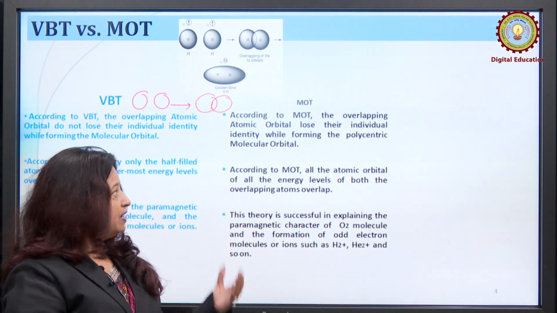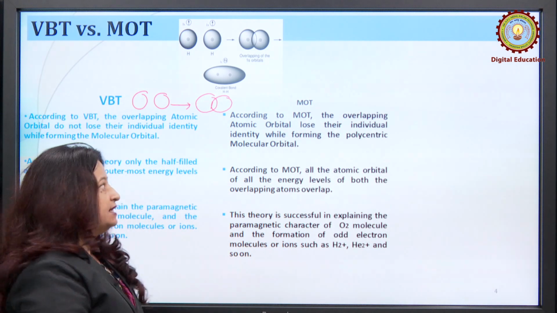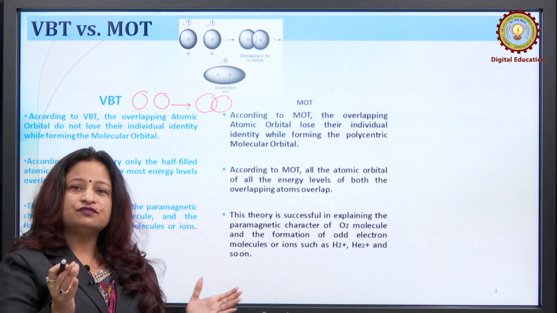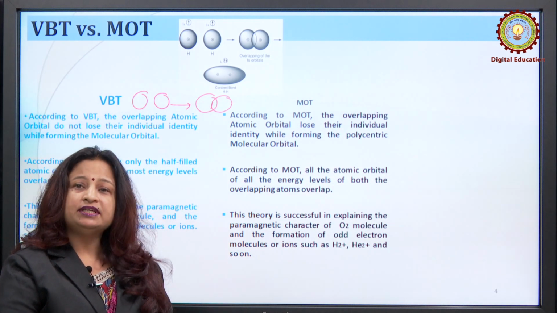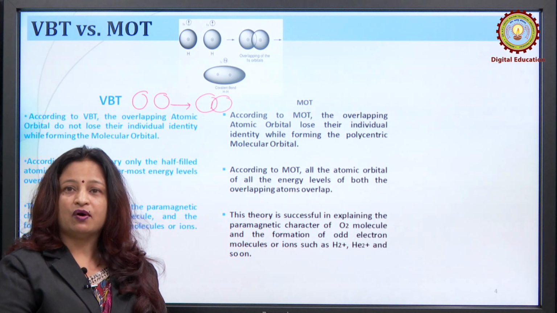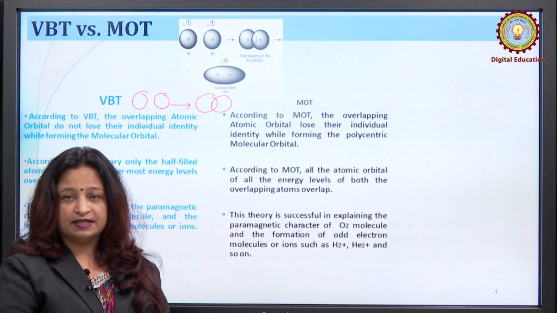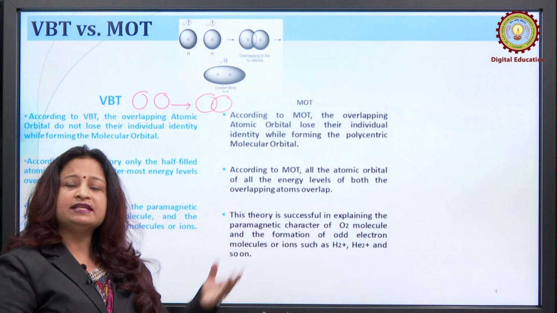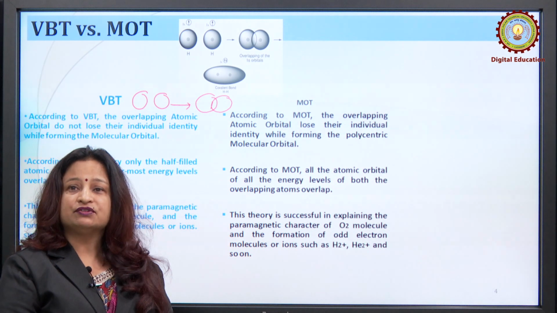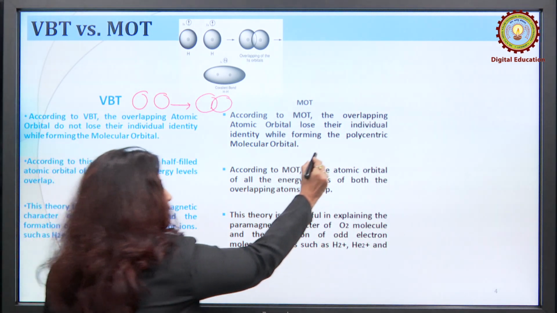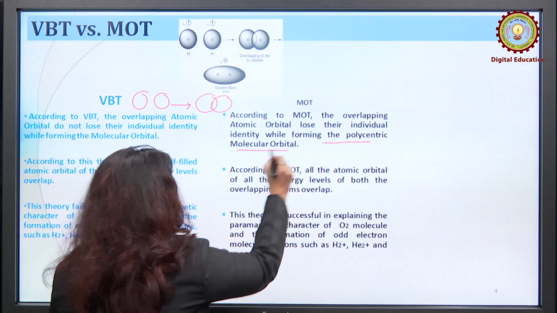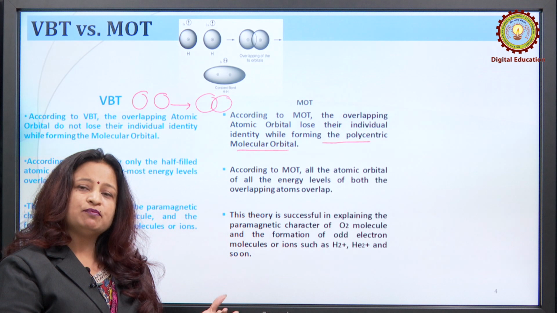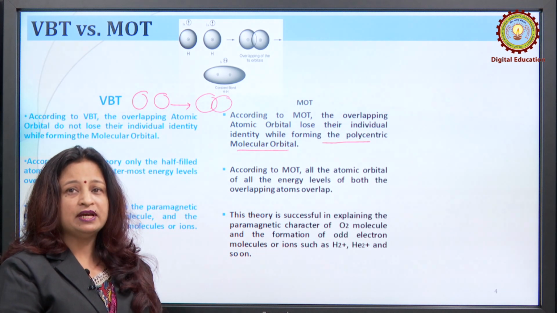However, in molecular orbital theory, this diagram clearly represents that after the process of overlapping, both the overlapping atomic orbitals lose their individual identity, leading to the formation of a molecular orbital. Here you can see that this is a polycentric molecular orbital, as mentioned over here. So, what does this mean? This polycentric molecular orbital now contains two nuclei.